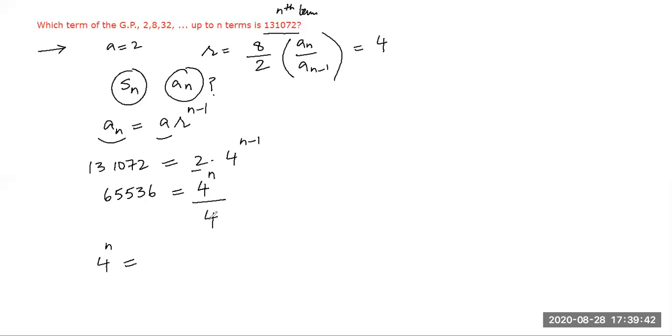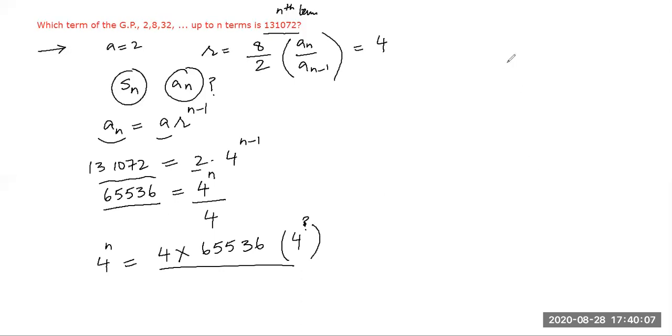Instead of multiplying by 4, it's better not to, because we will convert this into a power of 4. So better not multiply by 4. So it will be 4 into 65536. Now we want to convert this whole thing in terms of 4 to the power of something. That something we want to find out.